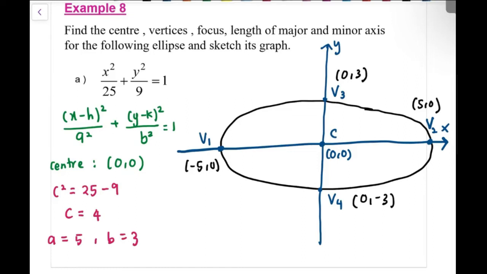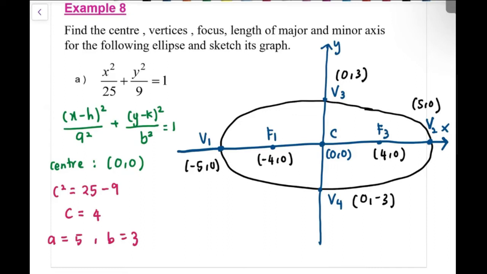And then last one, kita kena label foci. So for foci, it is F1 and F2. Remember, our distance will be C. Small c. C is 4. So for F1, coordinate would be negative 4, 0. And for F2, 4, 0. So that's all 7 points on our ellipse. Okay.